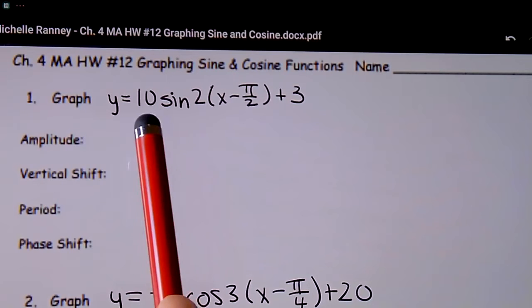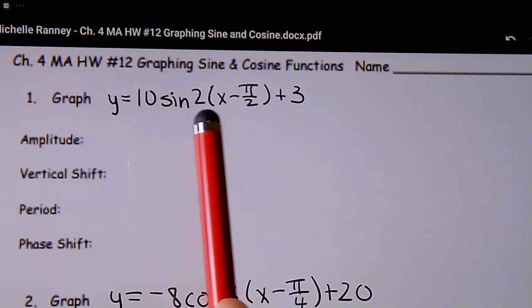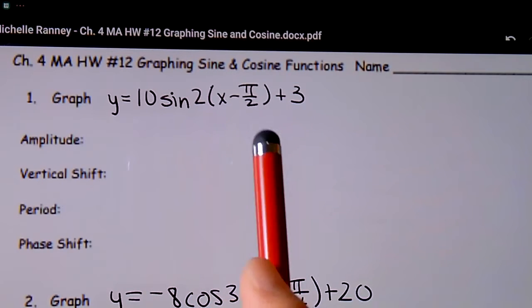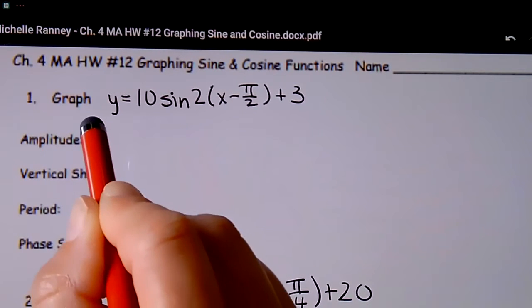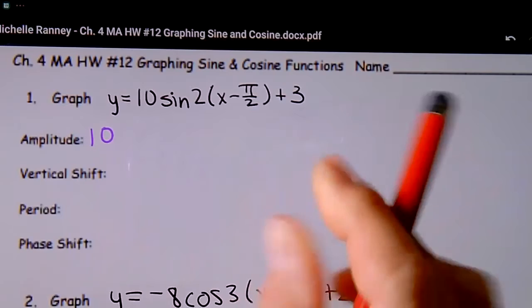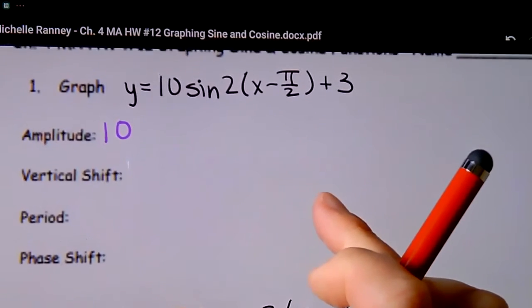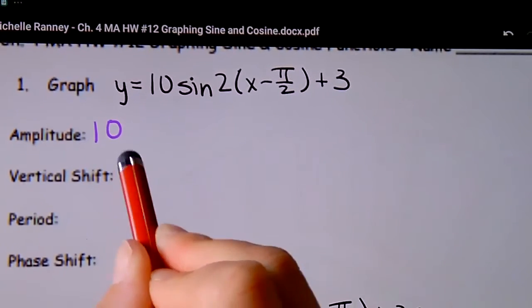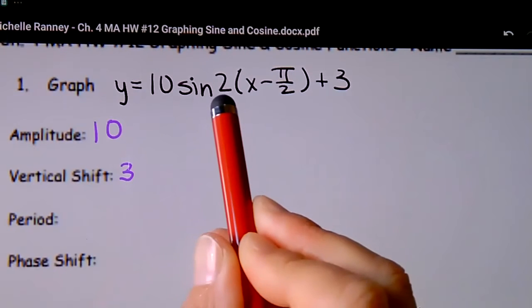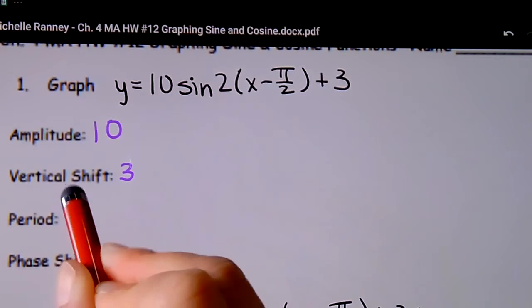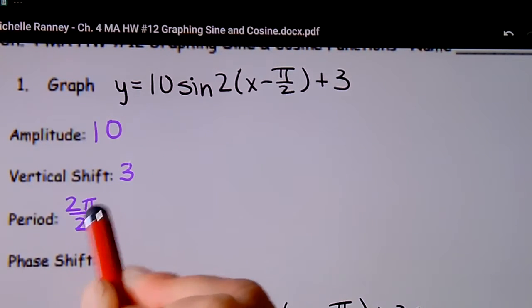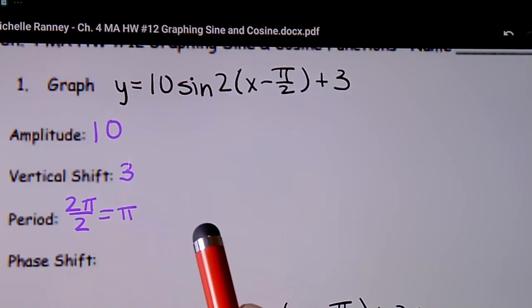So I changed this one to y equals 10 sine of 2 times (x minus pi halves) plus 3. We're going to identify all the pieces. Okay, amplitude is 10. Vertical shift is 3. Period is, this is the frequency 2, that's our b. So I'm going to go 2 pi over 2, which gives me pi as a period.